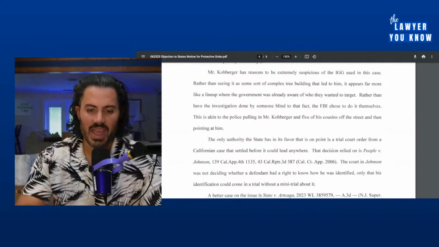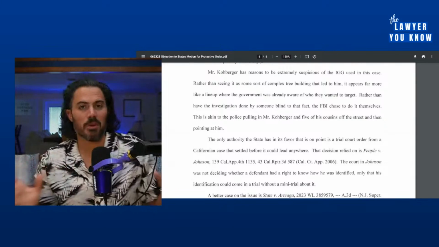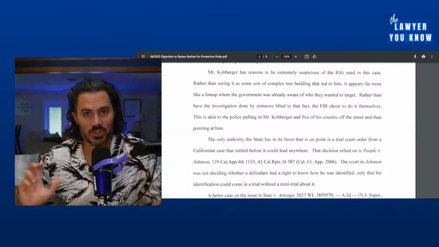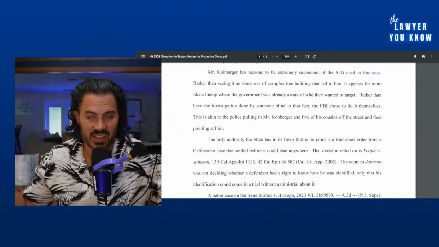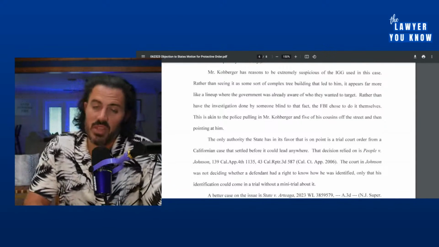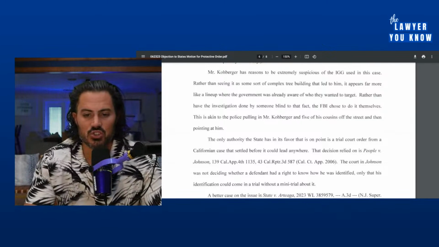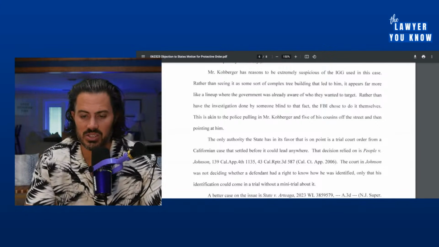Being shady is different than breaking a law, right? Doing things the public doesn't know that law enforcement is doing is obviously allowed. We see it in every case. And if that's what we have here, it's not going to be fruit of the poisonous tree. But if they broke laws, obviously that's how we get there. Mr. Kohberger has reasons to be extremely suspicious of the IgG used in this case.